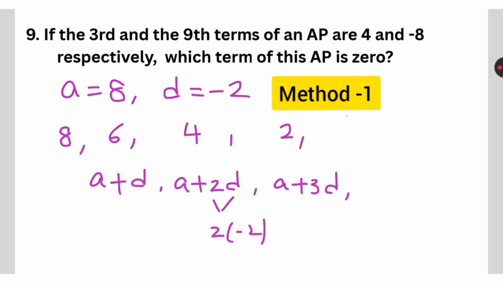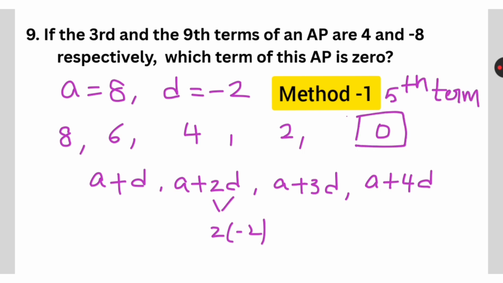Let's try the fifth term. Fifth term is nothing but A plus 4D. So A is 8 plus 4 times D, which is minus 2. So 4 times minus 2 is minus 8. So 8 minus 8 is 0. So here we are getting 0. That means which term is this? Fifth term is 0. So using the first term and common difference, we can find the fifth term. This is method 1.